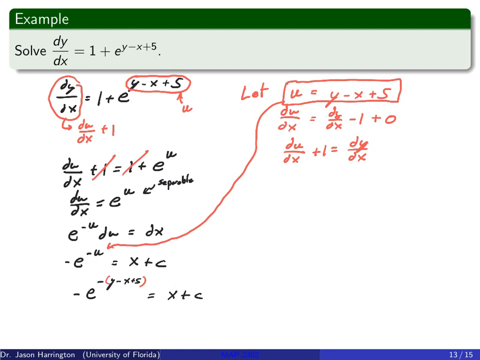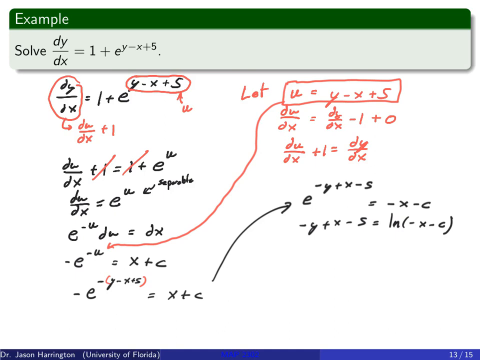If we solve for y, I mean basically if it says just solve, this would be an answer. So I'm going a little bit above and beyond. But if I want to solve for y, in the numerator, or in the exponent I should say, is negative y plus x minus 5. And then I bring the negative to the other side, minus c. I take the natural log of both sides, and I get negative y plus x minus 5 is equal to the natural log of negative x minus c.